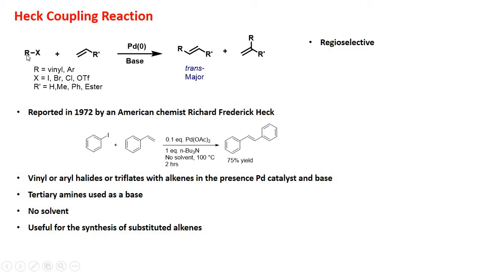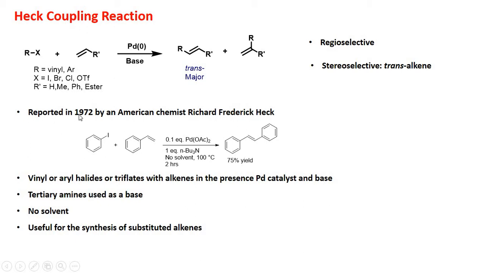So you can see that this R group can go to the more hindered double bond carbon to give this compound. If it goes to the less hindered double bond carbon, it will give this compound. Now you can see that this compound has trans geometry and no cis geometry product is forming, because this reaction is stereoselective. So this reaction is regioselective as well as stereoselective, and we will understand through the mechanism why it is happening.